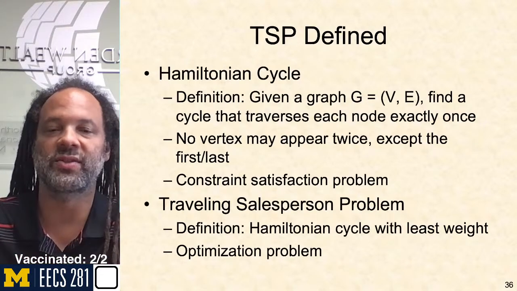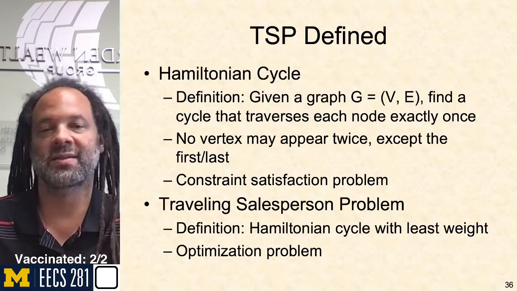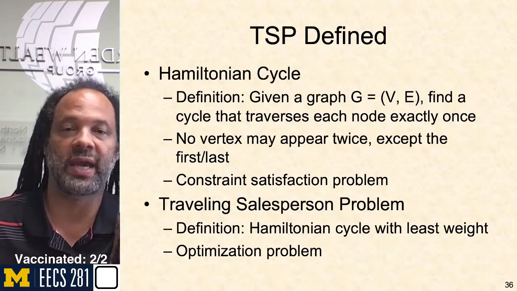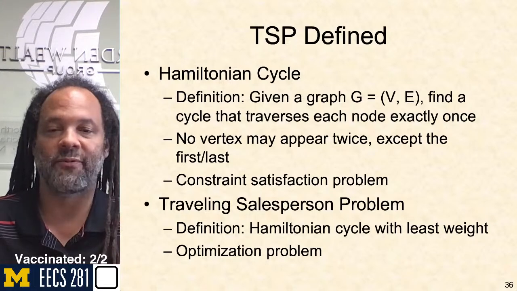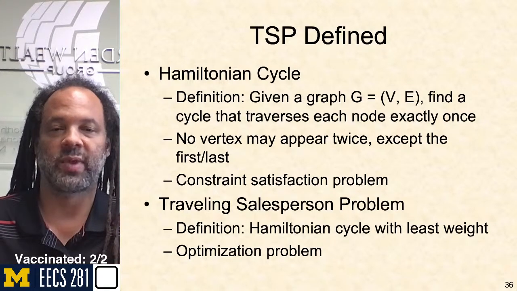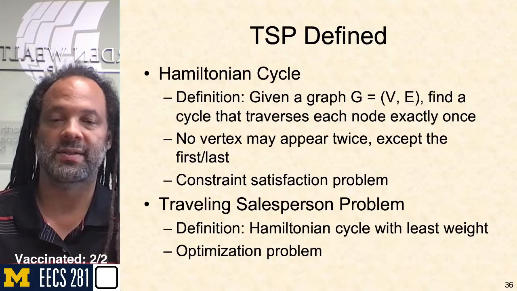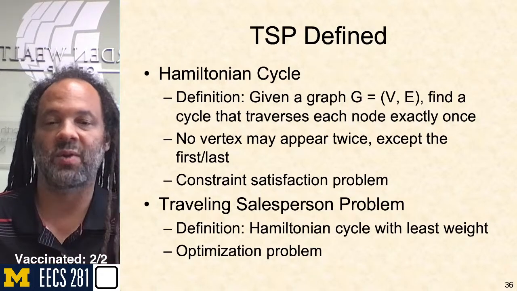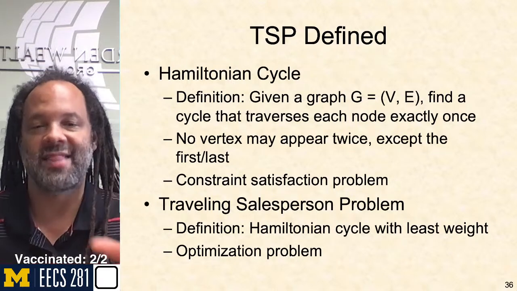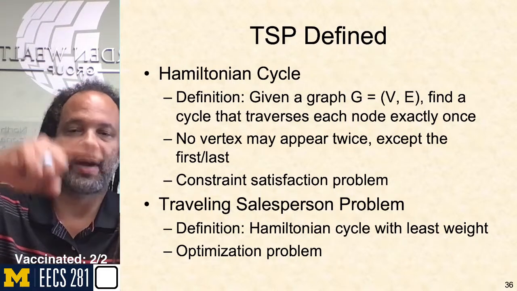Is there a way for me to do it? Can I even make it because of the roads that are available and because of the locations I'm traveling to? Is there a way for me even to go to all of these places without having to go back through another vertex twice? That's the Hamiltonian cycle. That's a constraint satisfaction problem. That is something I can do with backtracking.